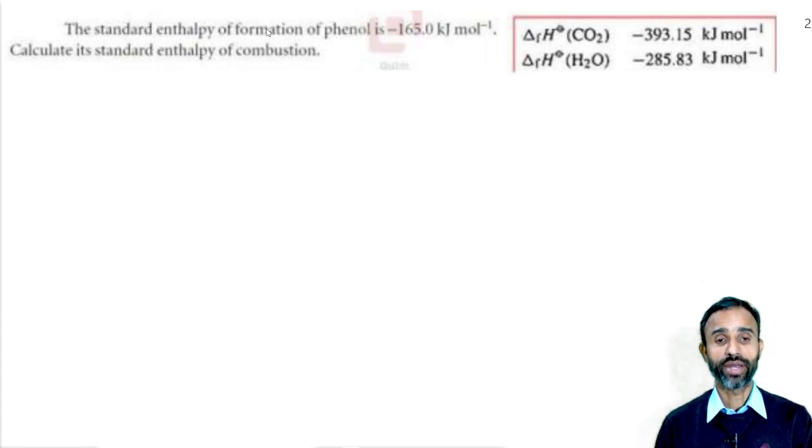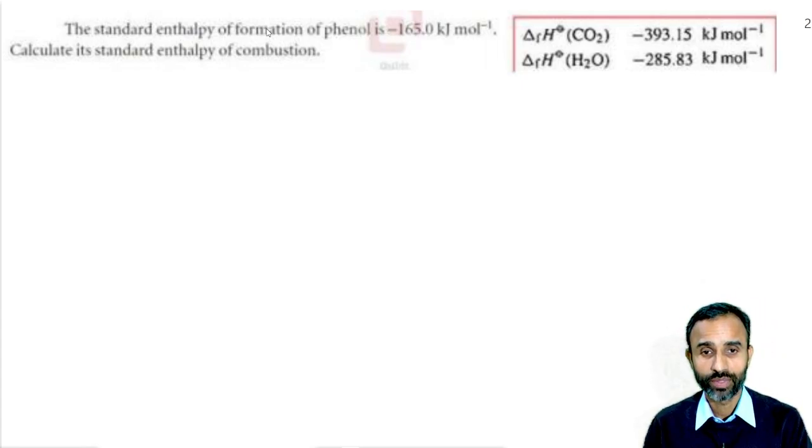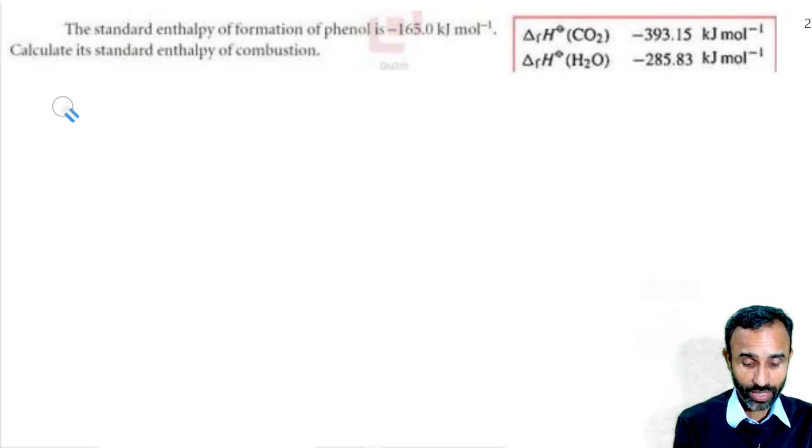The standard enthalpy of formation of phenol is given to us, and we have to calculate the standard enthalpy of combustion. So first of all, we have to write down the equation. What is enthalpy of formation? I will write the whole definition.